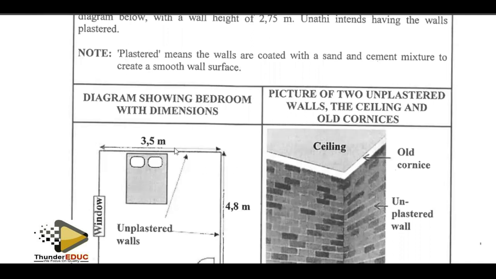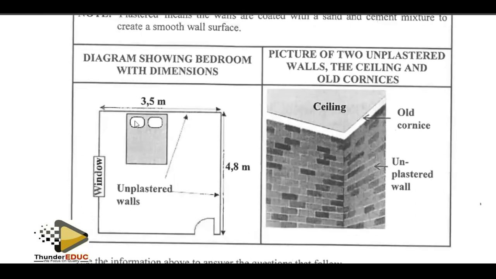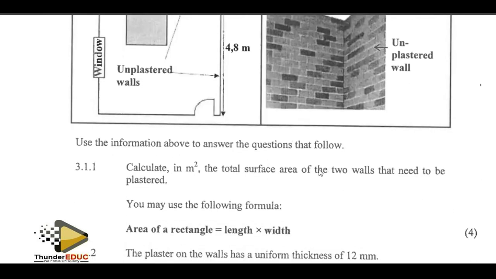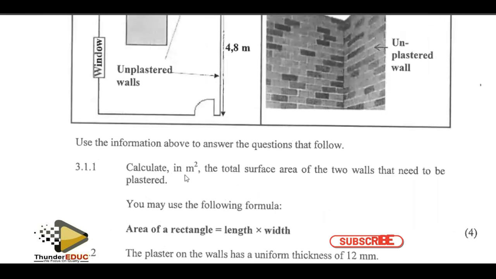All right, on the left-hand side, we have the diagram showing the bedroom with dimensions, and on the right-hand side, you see the picture. These are the walls that are missing, the unplastered walls. They tell us, calculate in meters squared the total surface area of the two walls that will need to be plastered. Now, take note of here.